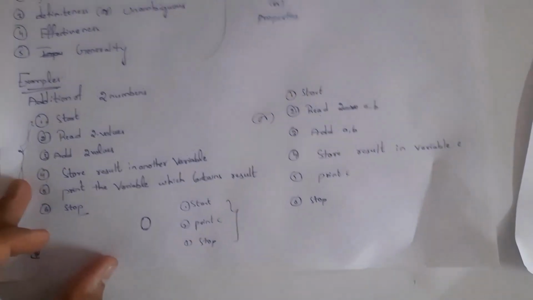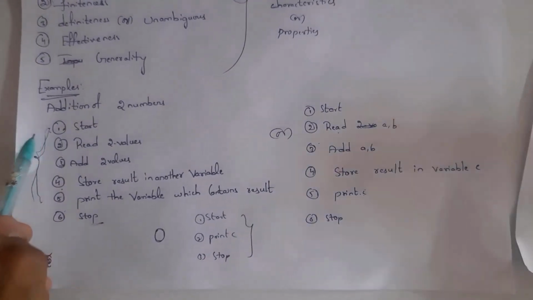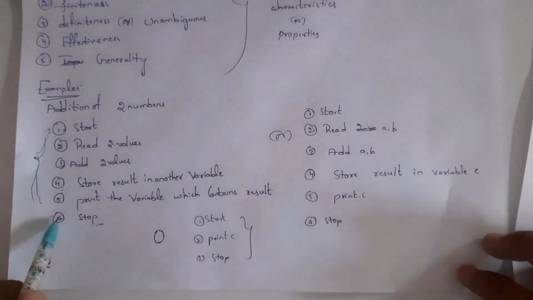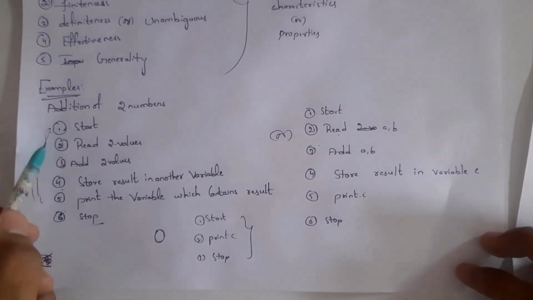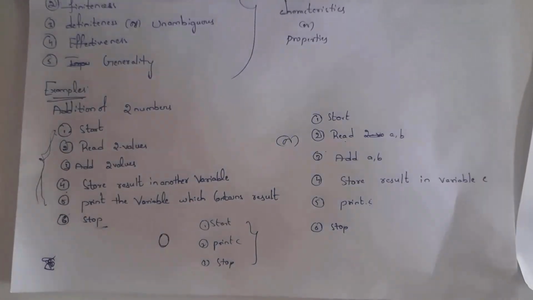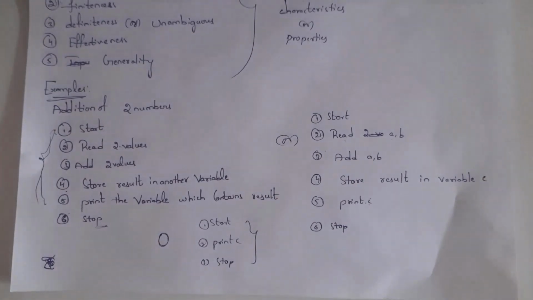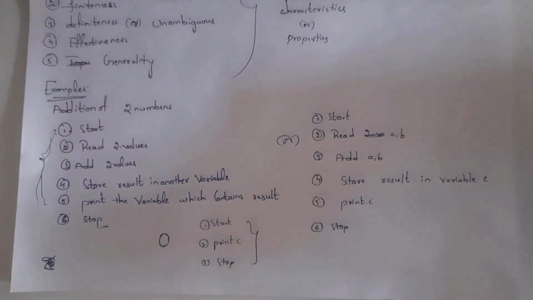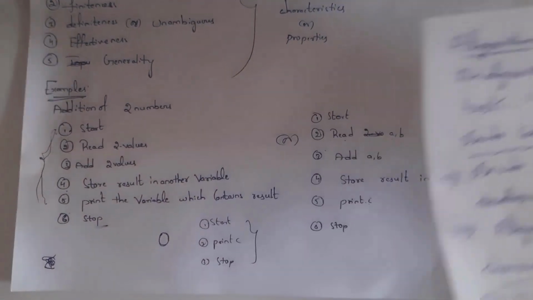For example, if you see this example, this algorithm was terminated in 6 steps which are countable: 1, 2, 3, 4, 5, 6. So always an algorithm must terminate in a finite number of steps, and there should not be an infinite number of steps in an algorithm.